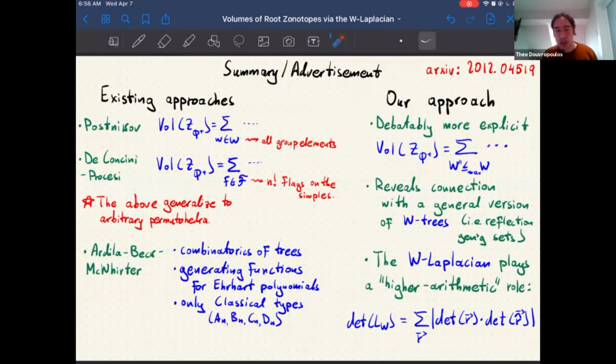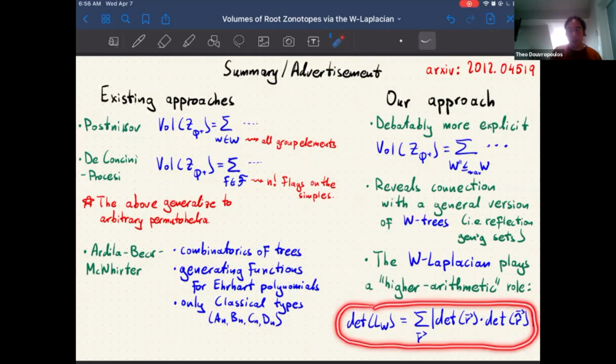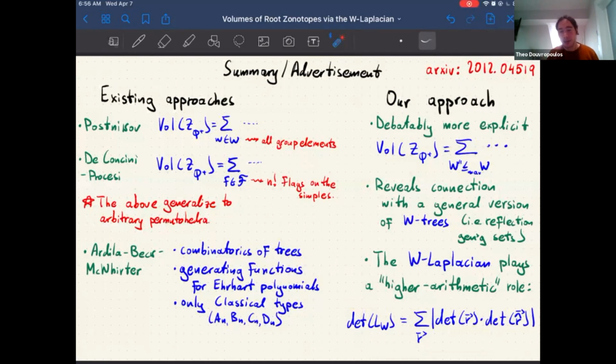So I'm running a little bit out of time. The advantages of our approach would be maybe that it's more explicit. I guess this is arguable. The appearance of the W trees. And one last thing that I want to mention is that the definition of the W-Laplacian involves a kind of higher arithmetic role.